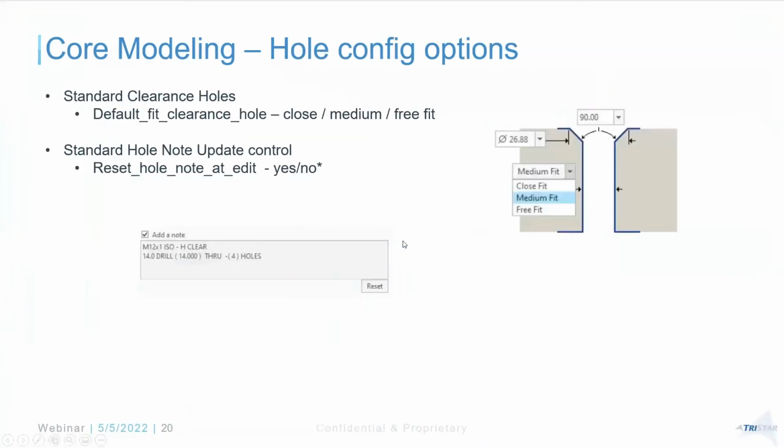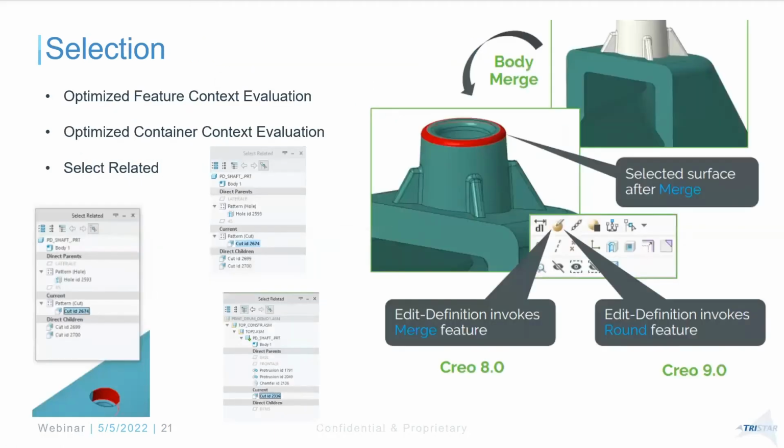And then there's a couple of configs. The help file has all the miscellaneous new configs they've added. Some of the customers wanted a config to control the default standard clearance hole. Should it be a close fit, medium fit, or a free fit? You can control that now. Same thing with the notes: do you want them to automatically update or reset, or manually hit reset? Some customers wanted it not to. I think all these are community ideas that PTC is starting to add.